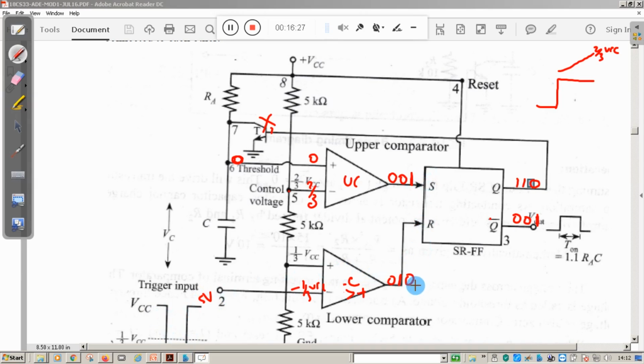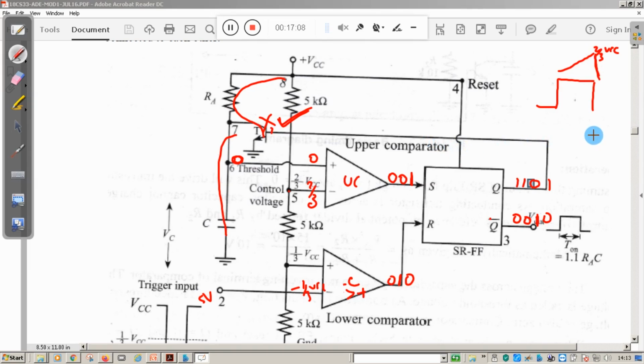When S is 1 and R is 0, the flip-flop is going to set. That means Q becomes 1 and output becomes 0. When Q becomes 1, this will in turn switch on this transistor. Now the path is established something like this. Now the capacitor discharges. So you can see the value across the capacitor will discharge.